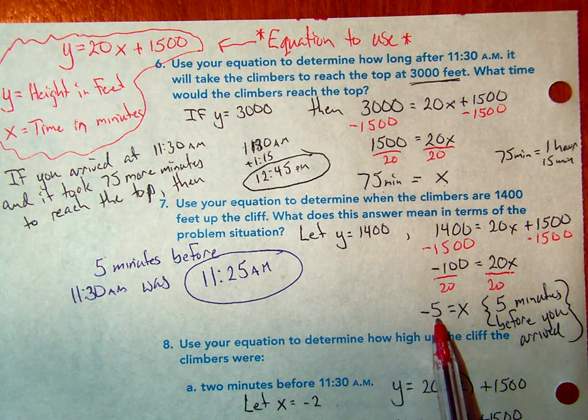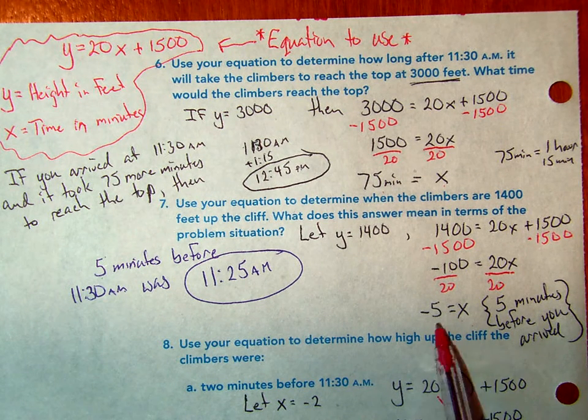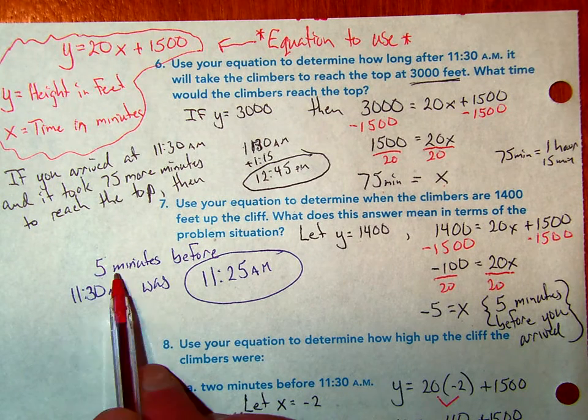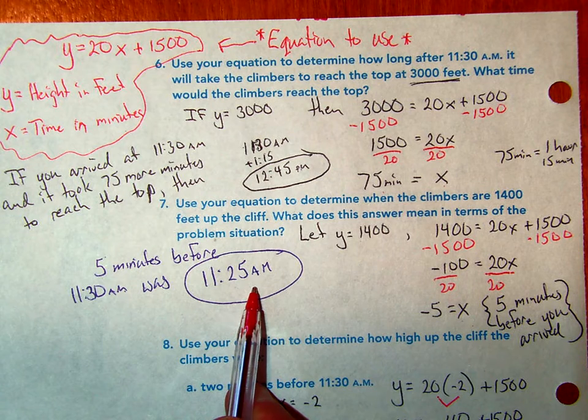So negative 5 minutes. That negative means 5 minutes before I arrived. That's what the negative means in this case. And 5 minutes before we arrived, if it was 11:30, 5 minutes prior to that is 11:25 a.m.